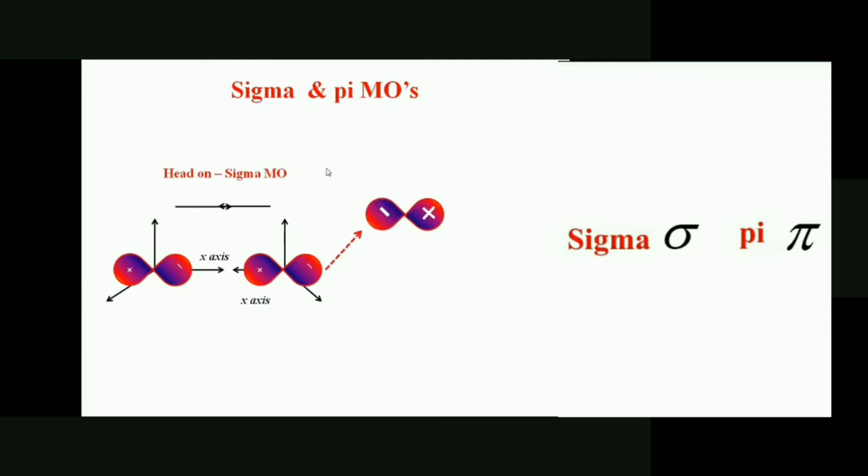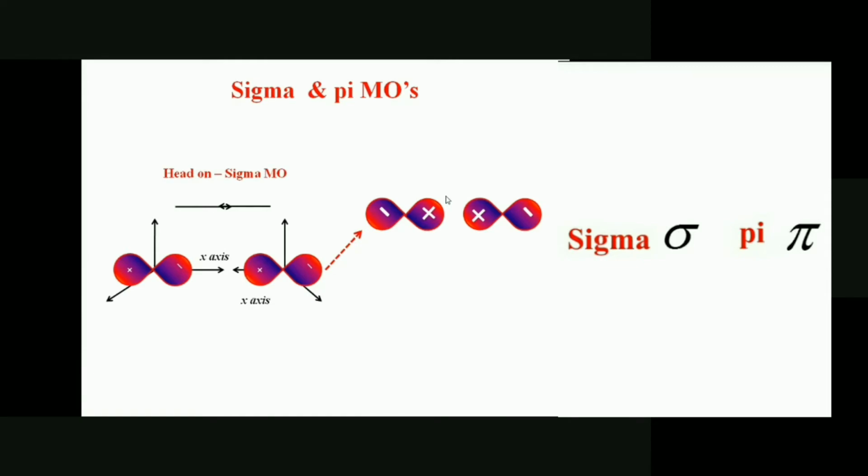First case. This is the first lobe. This is the second lobe. These are two dumbbell-shaped p orbitals. If we see here, the positive and this positive are on the axis, they are head on. When they interact, they have maximum probability of electron between the nuclei. They will have more overlap.